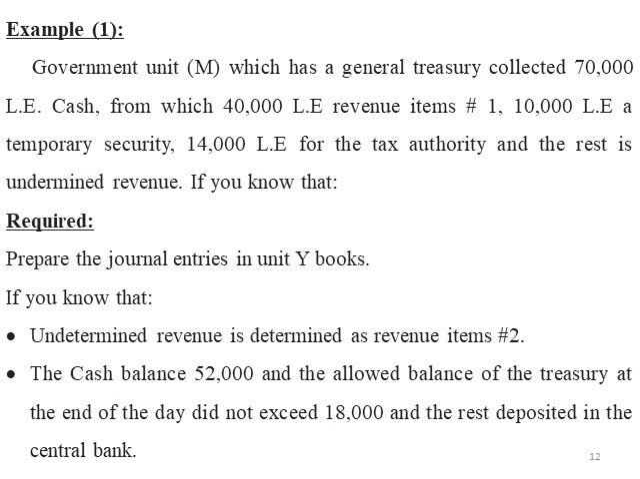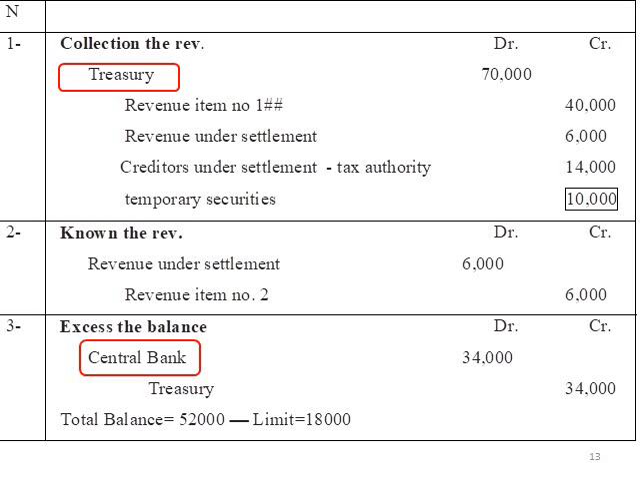And we have 52,000 in our general treasury, and the limit is 18. So in this case we have first step, we need to record the collection of revenues. So we put treasury in the debit side 70,000, we have revenue item, we have revenue under settlement, we have creditors, we have temporary security, 40, 14, 10. So the total, 6,000 to complete the credit side to be equal to the debit side as 70,000.